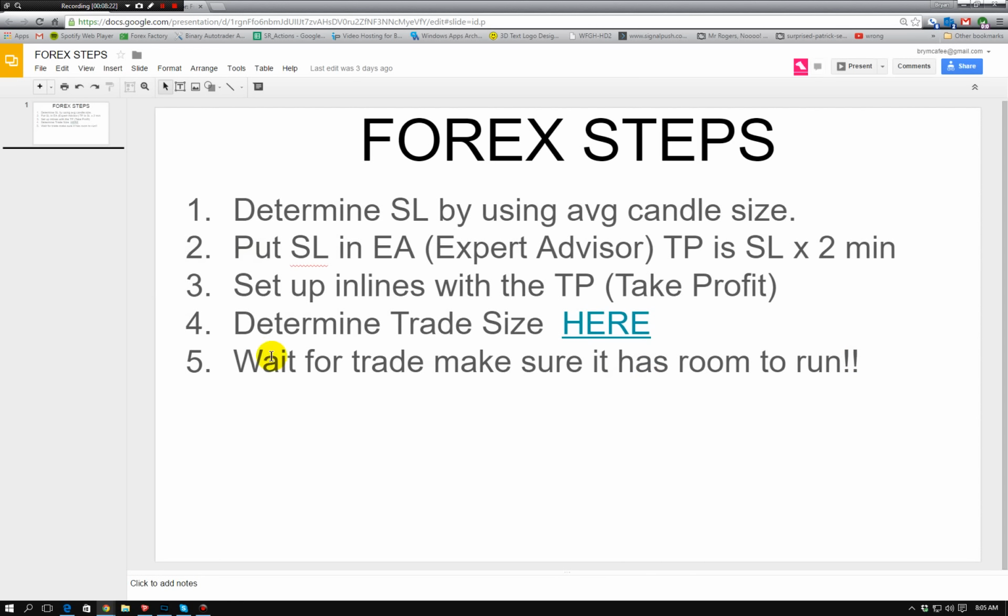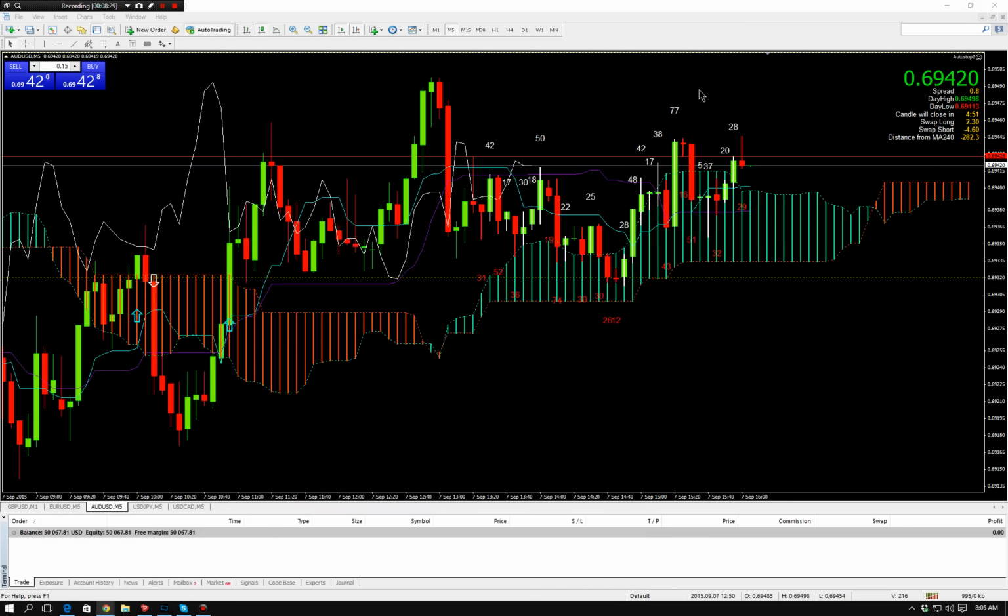Now, if you consistently follow this template, this plan, step by step, then it's pretty easy. We're going to talk about the last step, which is to wait for the trade and make sure it has room to run. Plus, we're going to talk about what kind of trades we get into. Hopefully, y'all like this one right here.